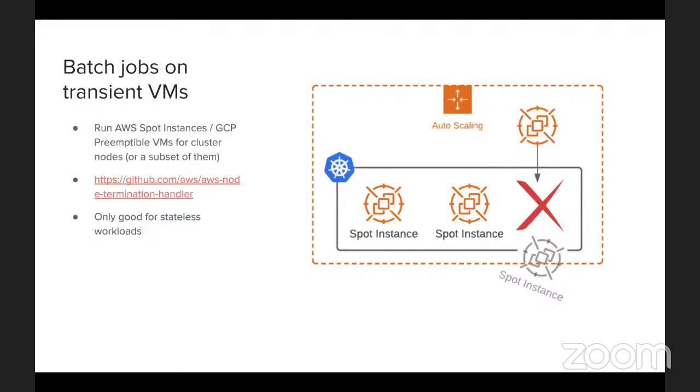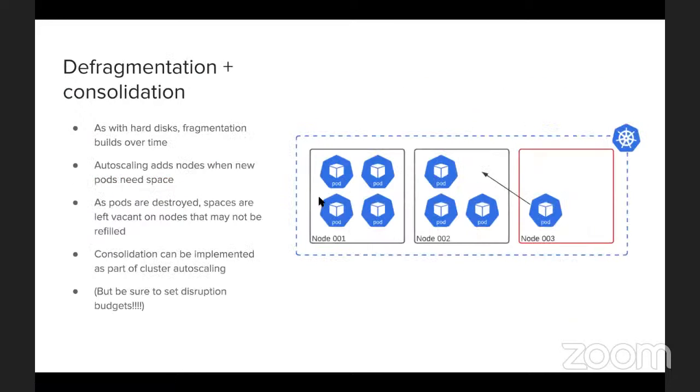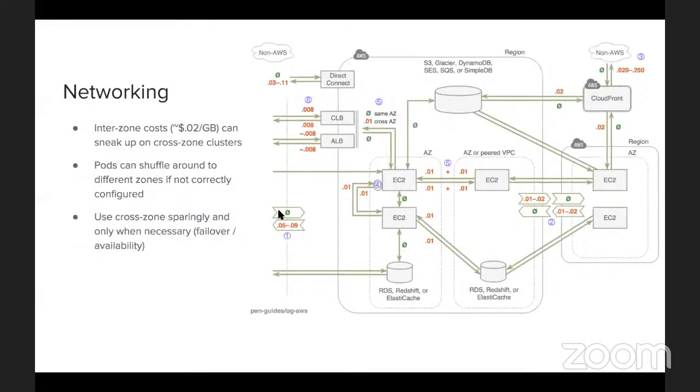For stateful workloads, mission critical things like databases, that obviously can't work. But for something more stateless, like training a machine learning model, stuff you can do in batches, you can save a ton of money by running that on a spot instance based node set. And I just linked this here. If you want a little bit more control and to make sure things terminate gracefully, AWS has a termination handler for situations like that.